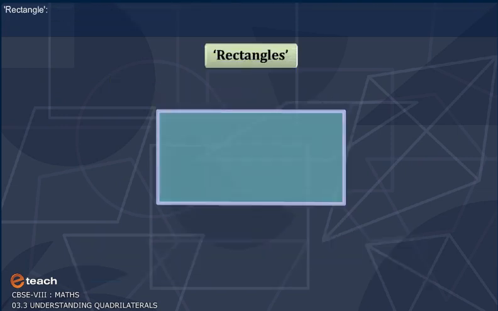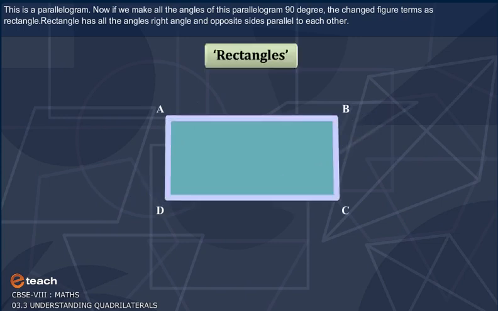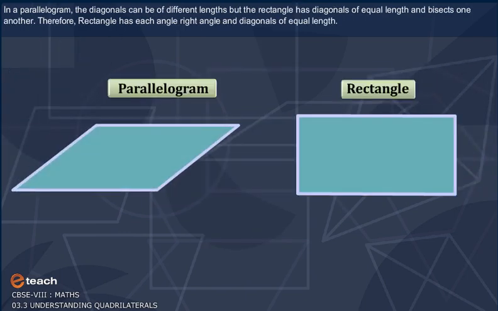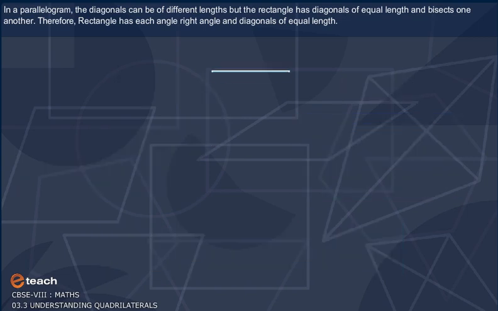Rectangle. This is a parallelogram. Now if you make all the angles of this parallelogram 90 degrees, the changed figure is termed a rectangle. A rectangle has all the angles right-angled and opposite sides parallel to each other. In a parallelogram, the diagonals can be of different lengths, but the rectangle has diagonals of equal length and bisecting one another. Therefore, a rectangle has each angle right-angled and diagonals of equal length.